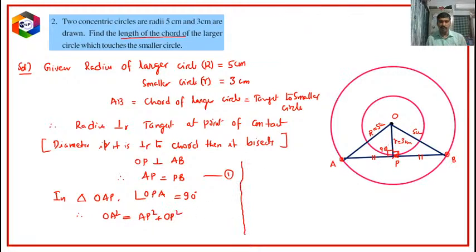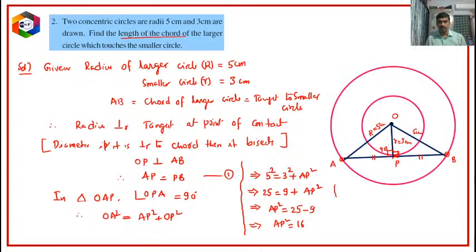Okay, now let us observe here. OA, as we know, is 5, so 5 square is equal to OP, the smaller one, 3 square plus AP square. So 5 square is 25, equal to 3 square, 9, plus AP square. Now I am going to calculate AP square, which is equal to 25 minus 9. So AP square is equal to 16. Now what is the value of AP? AP will be equal to square root of 16. We know, children, what is the square root of 16? Yes, it is 4 centimeters.